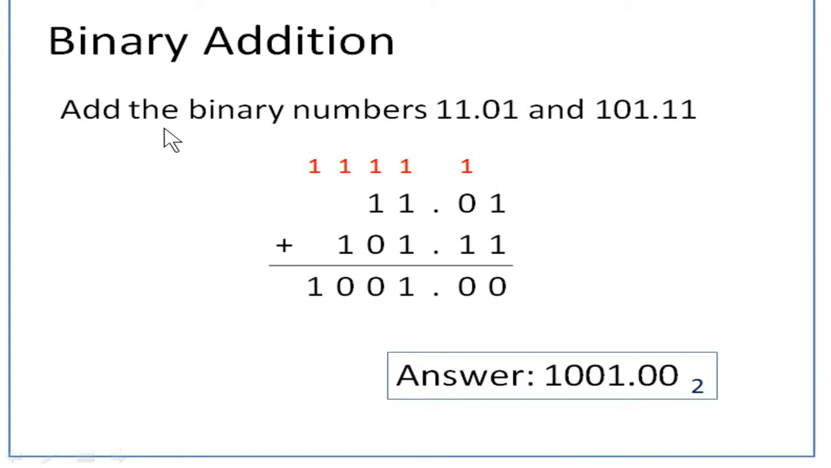Now you will see this example. You have to add the binary numbers 11.01 and 101.11. You can see the integer part has uneven numbers. One is 2 digits, another is 3 digits. So you know you have to start from right to left, so it will be like this. And after the decimal, you have to start from left to right. So 01 and 11. After writing one below the other, you add as normal. Forget about the decimal point, just add as normal.